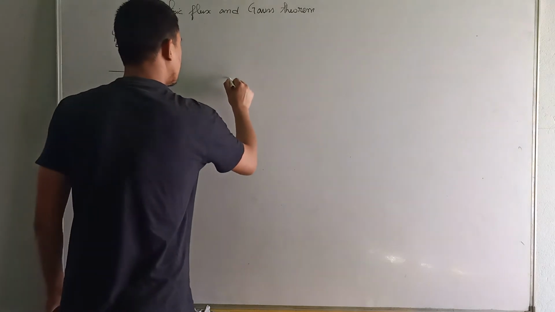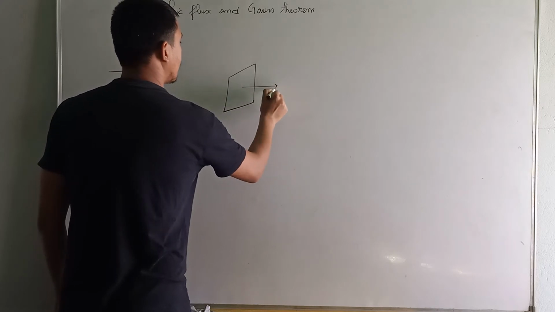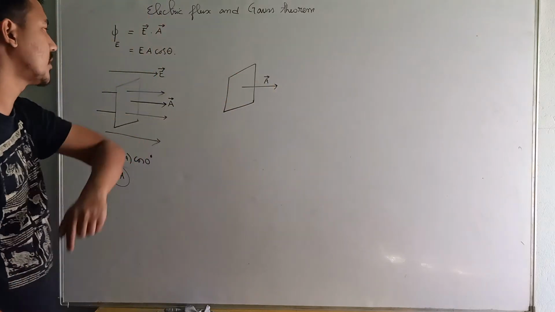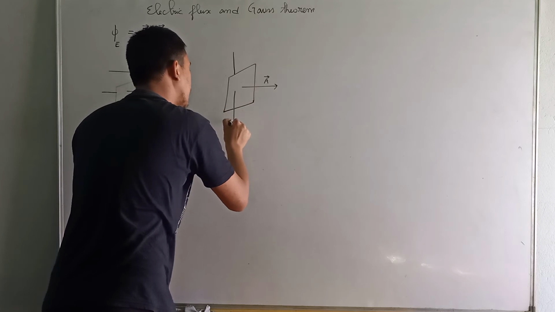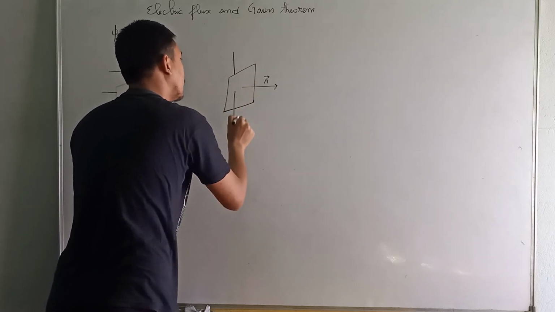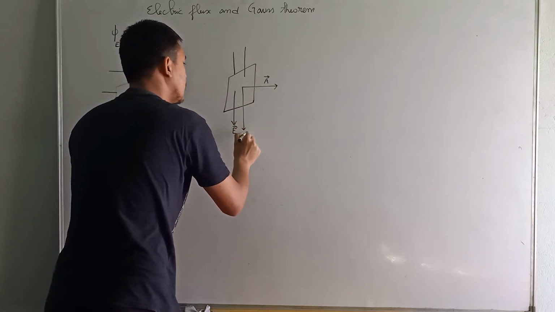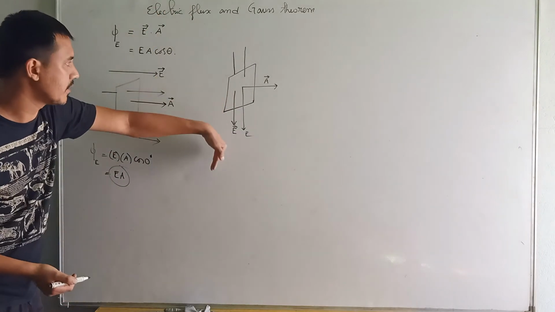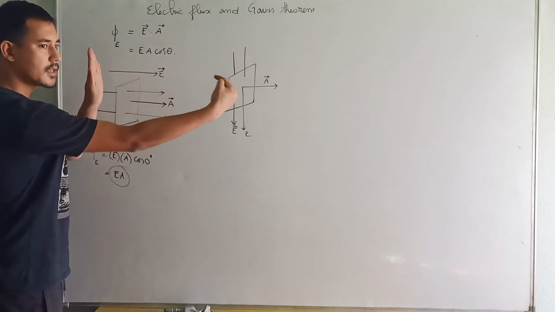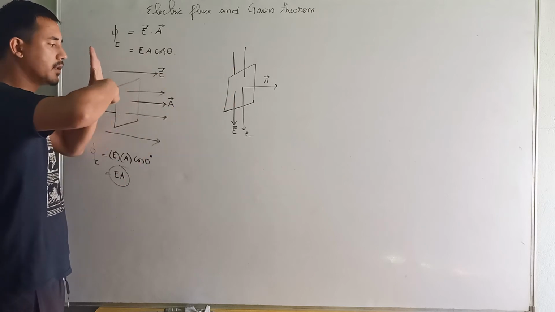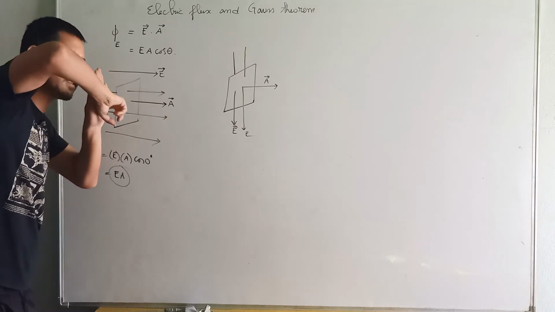Now suppose again the same thing. Your area is acting in this direction. And the electric field lines are in this direction. This is your area, this is your surface. The area vector is going in this direction, right? And your field lines are touching the surface, going like this.